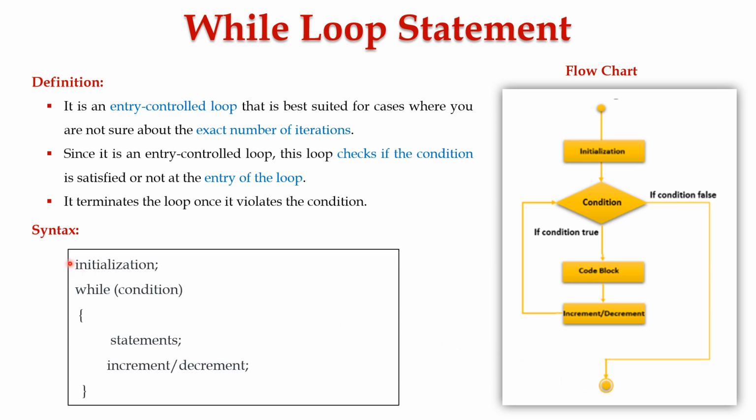Let's have the syntax for while loop. First we have initialization for loop variable. Then we have while keyword followed by the condition. The while block is opened with open curly parenthesis followed by the while loop statements. Then we have increment or decrement operator for the loop variables. Then the while loop is ended with closed curly parenthesis.